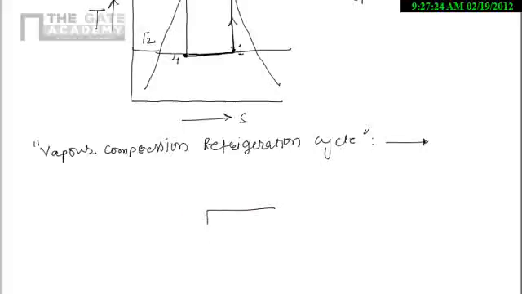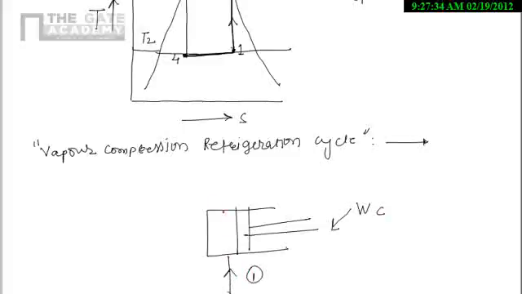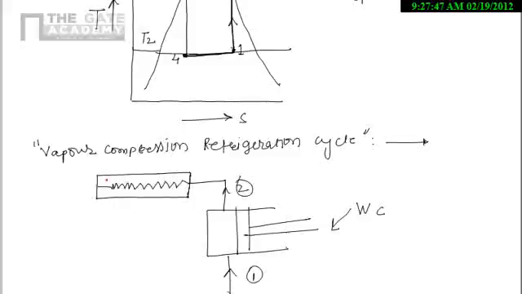Here we are having the compressor on which we are doing the work, entering at state 1 and leaving at state 2, and after leaving the compressor it will enter into the condenser. So this one is the condenser, and from the condenser the same saturated liquid will come out at point 3, and it will expand in an expansion valve.